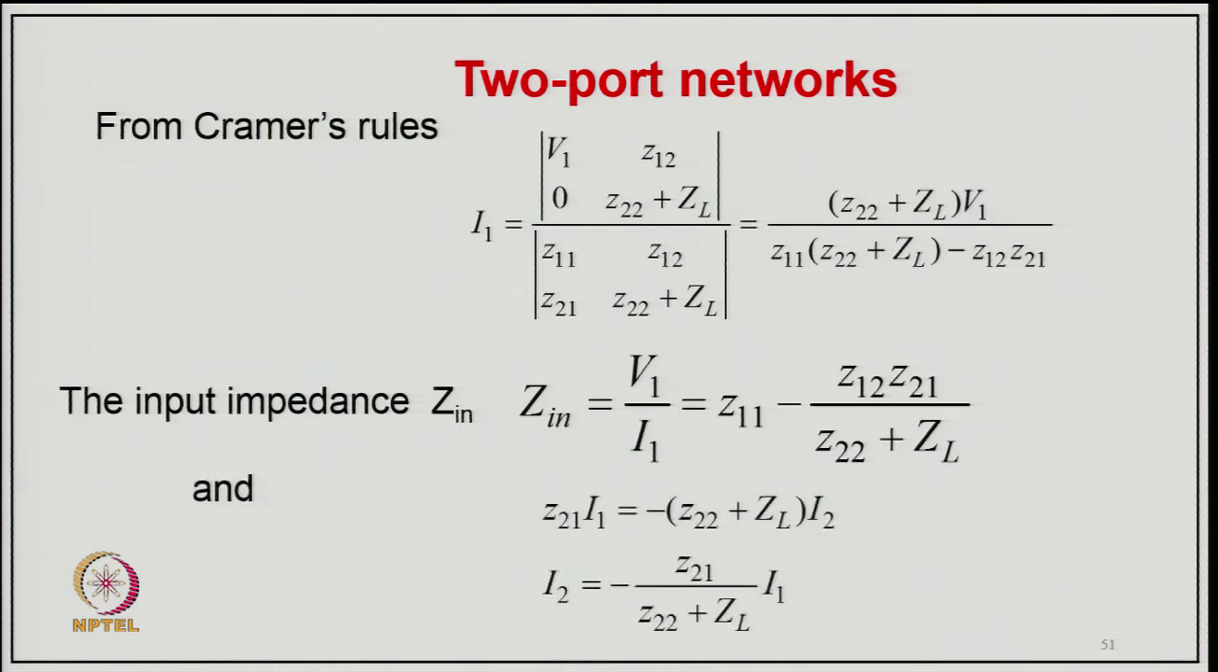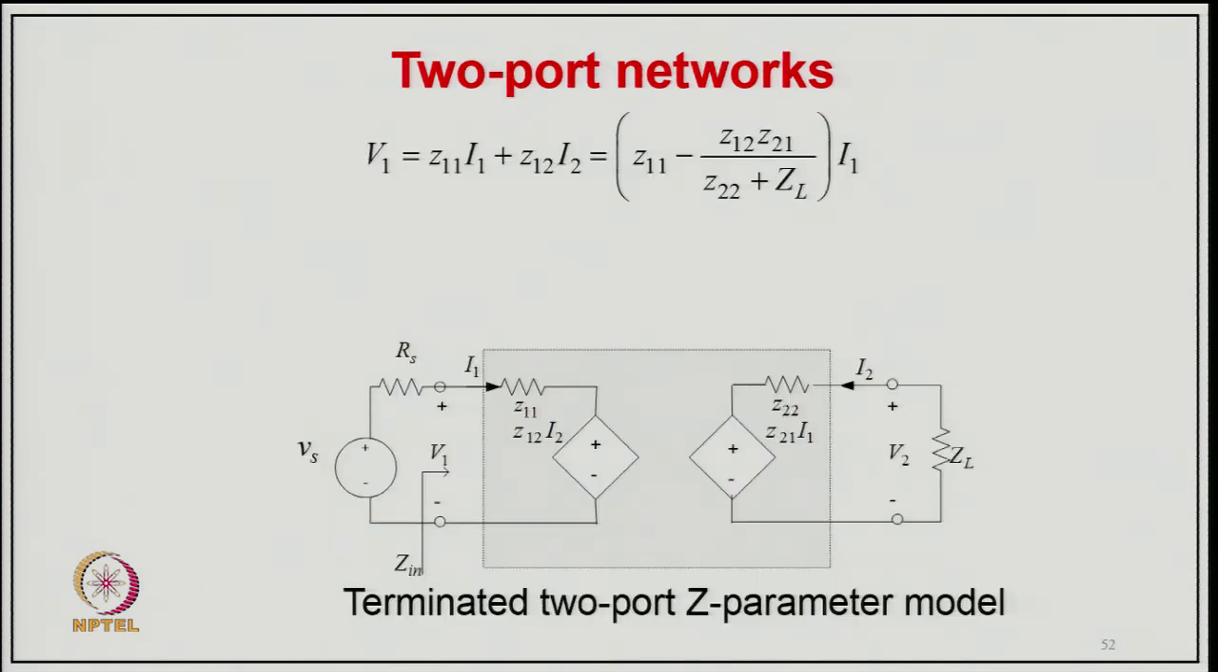And from the second equation of that network, we can put V2 equal to minus I2 ZL. From this, solving the second equation, the value of I2 in terms of I1 is minus Z21 upon Z22 plus ZL into I1. Then V1 equals Z11 I1 plus Z12 I2, and putting in the value of I2 in terms of I1, it becomes Z11 minus Z12 Z21 divided by Z22 plus ZL, into I1.